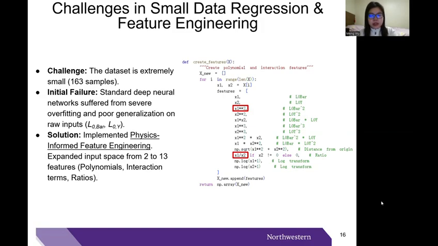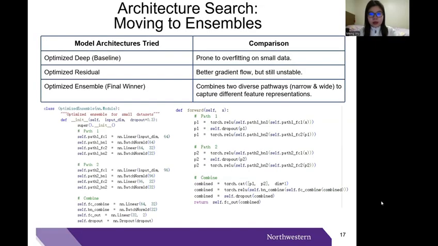Our biggest challenge was the small dataset, only 163 samples, which initially caused severe overfitting. To solve this, I implemented physics-informed feature engineering. Instead of using raw inputs, I expanded features with polynomial and interaction terms. This allowed the model to learn complex nonlinear relationships that raw data couldn't capture. For the model architecture, we compared 3 approaches: optimized deep, residual, and ensemble networks. The optimized ensemble was the clear winner. By combining diverse pathways, it handled our small dataset much better than the single-path models.